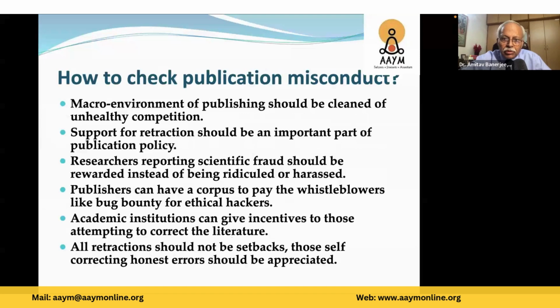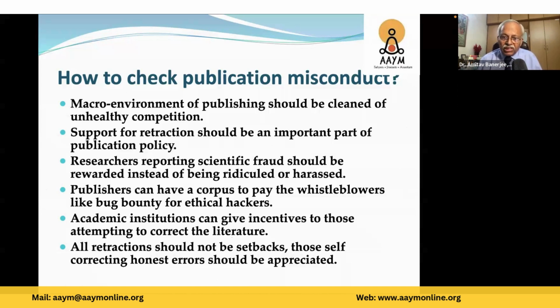So these are some ways to check the publication macro environment. How to control this publication misconduct? As I said, the macro environment of publication should not have unhealthy competition. I mean the institutions are involved in this. Support for retraction should be an important part. Researchers reporting scientific fraud should be rewarded instead of being ridiculed. Again, the whistleblower. As I said, the whistleblower dilemma is also an ethical dilemma. Whether to report other people committing research misconduct, you become unpopular. They should be rewarded instead of being ridiculed or harassed.